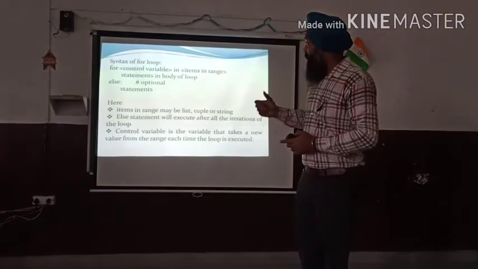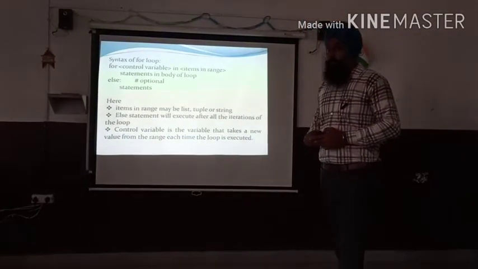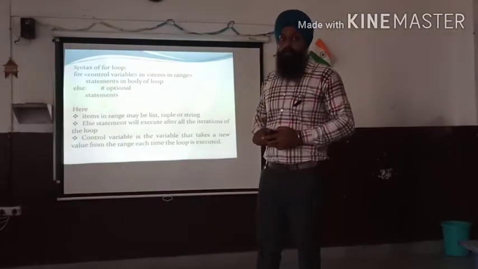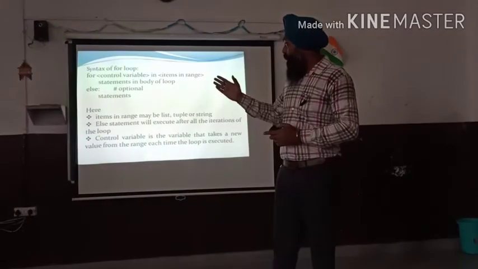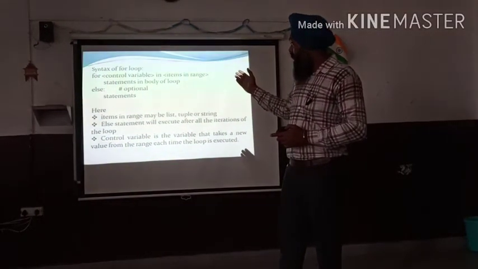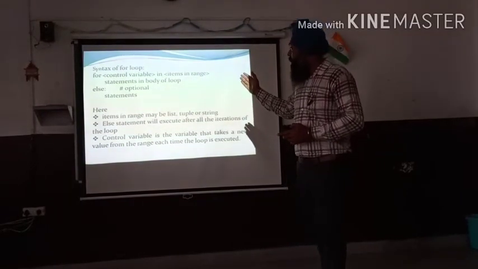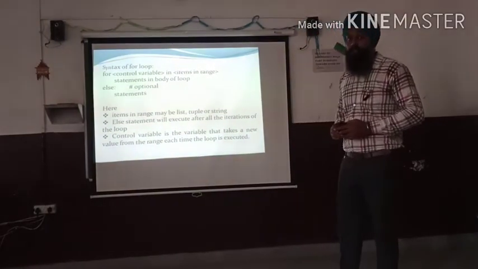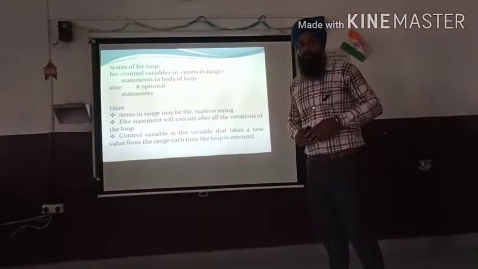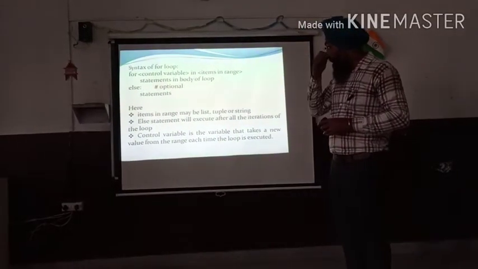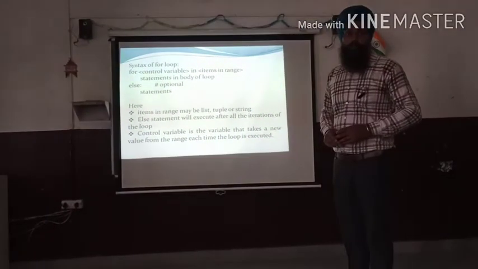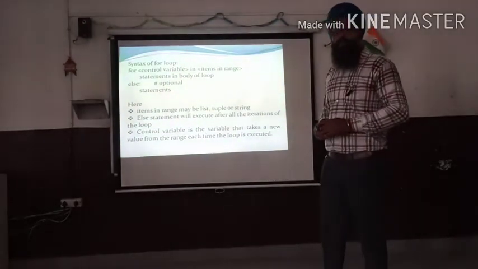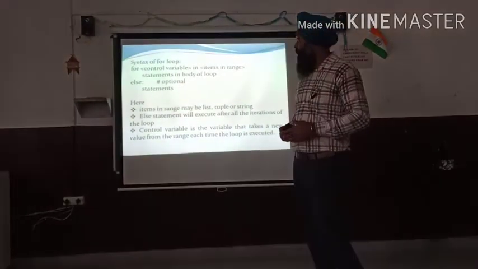It means the naming of the control variable will be done by the user. For control variable in, after that we have items in range. So this range will decide how many times our given loop will execute. After the for line we have the body of the loop. In the body of the loop we will write the statements which we want to execute again and again.